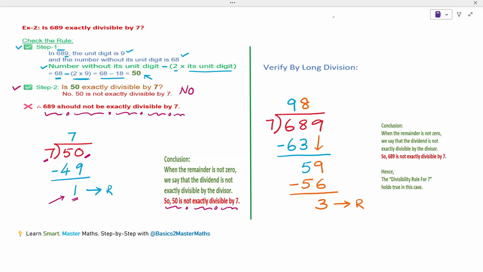Now, let us check the correctness of the divisibility rule using long division. When we divide 689 by 7, we get 3 as the remainder. So, 689 is not exactly divisible by 7. Hence, the divisibility rule for 7 holds true in this case because the rule already said 689 should not be exactly divisible by 7.